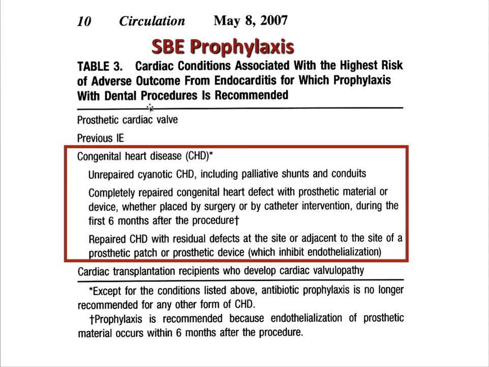If they've had a completely repaired congenital heart defect with some prosthetic material or device, whether surgically or in the cath lab, you should prophylax them during the first 6 months after the procedure. For example, if you close a VSD and the prosthetic material is present there, it's at risk for bacteria getting on it and growing, especially in the first 6 months after the procedure. And if they've had a repaired congenital heart disease, but there are residual defects, for example, you closed a VSD but there's a residual defect around the site where the patch was put in place, think about those patients needing prophylaxis also.